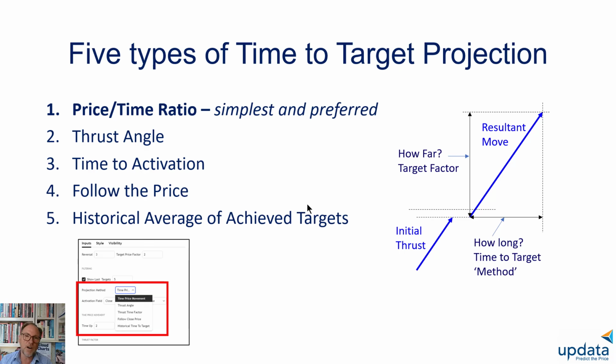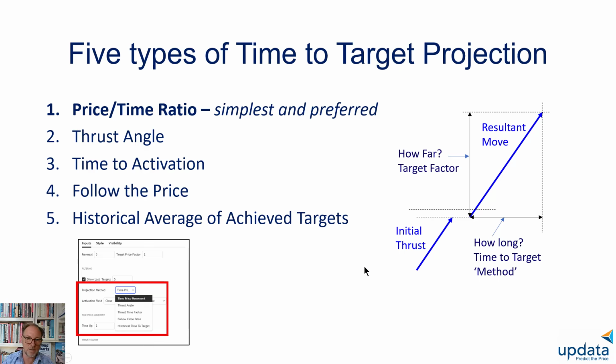Now we do this over many years. We researched 5 key methods of doing this, and I'm going to talk through these 5 methods. The first one, the price time ratio method, is the simplest and it's the preferred method. You have an initial thrust that generates how high we're going to go on the upside. In the case of an upside target, how long will it take? That's about the target method that we're going to use.